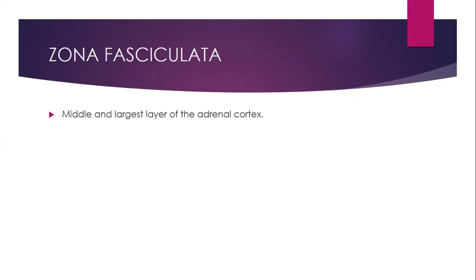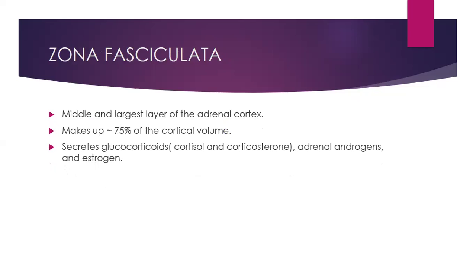The zona fasciculata is the middle and the largest layer of the adrenal cortex, and it makes approximately 75% of the cortical volume. So you can imagine how large it is. So it usually secretes chiefly glucocorticoids, which include cortisol and corticosterone. But again, you can have adrenal androgens and even estrogens, which come into play. So the secretion of the zona fasciculata is usually under the influence of ACTH.